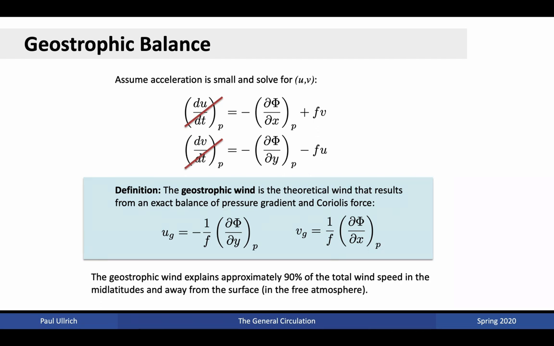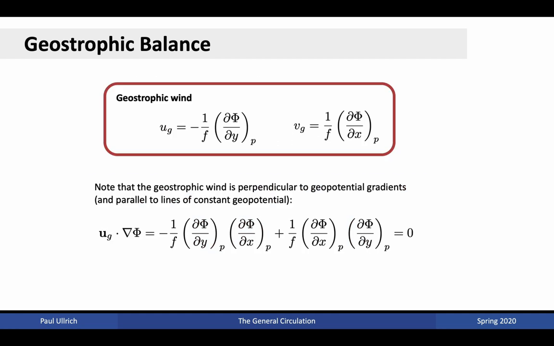Note that the Coriolis parameter f is proportional to the sine of the latitude. Thus, at the equator where the latitude is equal to zero, the Coriolis parameter is also equal to zero. At this point, the equations above cannot be solved for a geostrophic wind. Thus, the geostrophic wind cannot be employed in the vicinity of the equator. Note that outside of the equator, though, the geostrophic wind explains approximately 90% of the total wind speed away from the surface, where friction is negligible. So, in the free atmosphere, it is a very good approximation to the actual observed wind speeds.